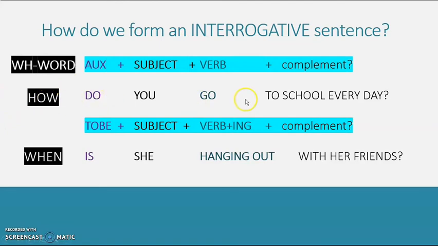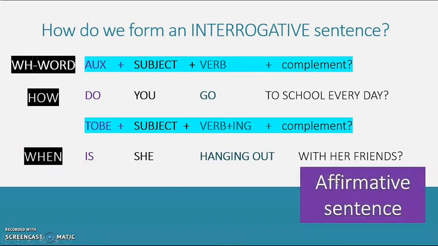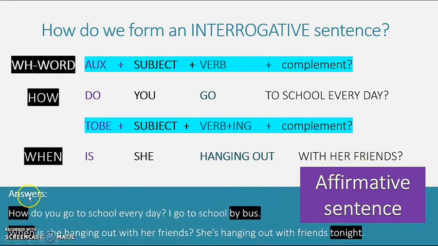How do you go to school every day? And when is she hanging out with friends? Remember that in this case, the answers will be affirmative sentences because the WH words are requiring specific information. In the first question, for example, it is asking for means of transport.